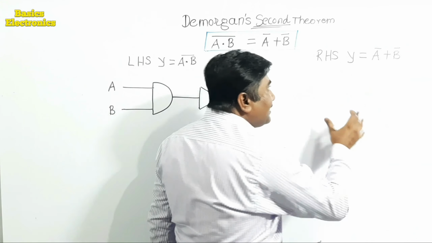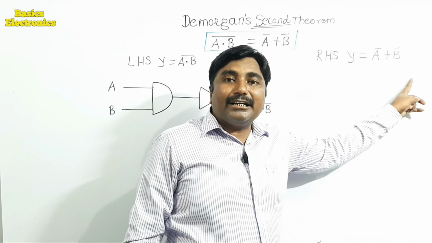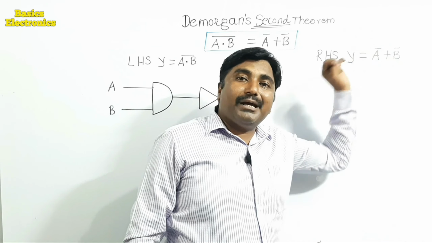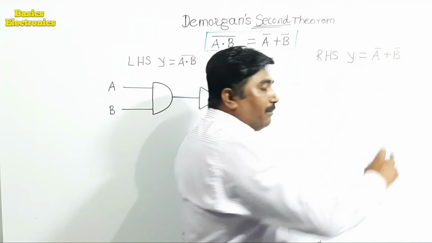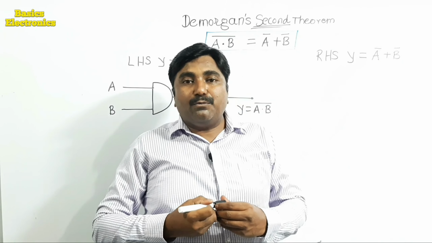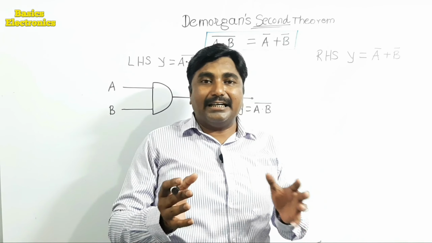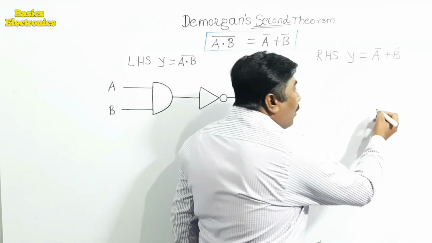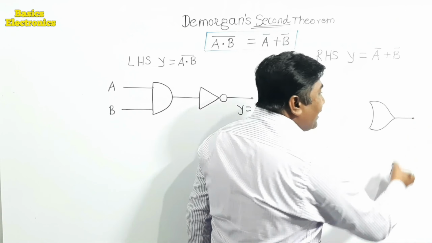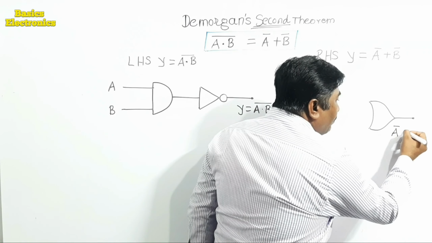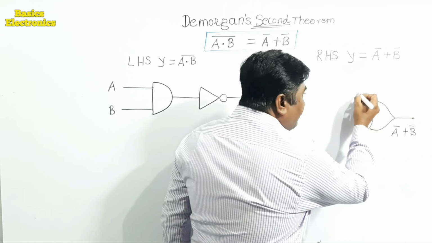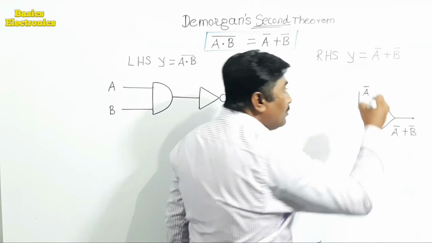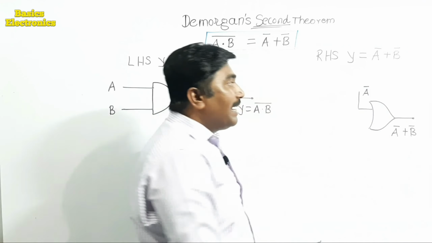Now at this side we have the equation A complement plus B complement. What type of gate do we use for this sum, for the addition? It is a logical sum, so we use the OR gate. So here this is the OR gate. The OR gate has the output A complement plus B complement. It means the first input is A complement and the second input is B complement.